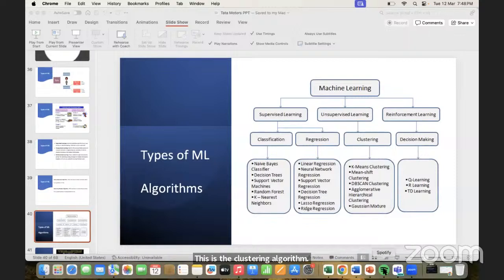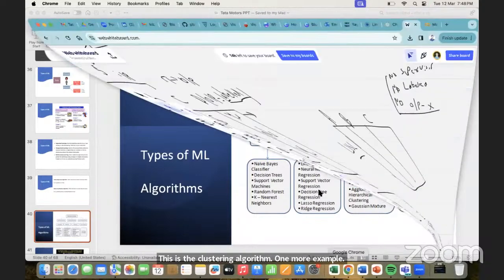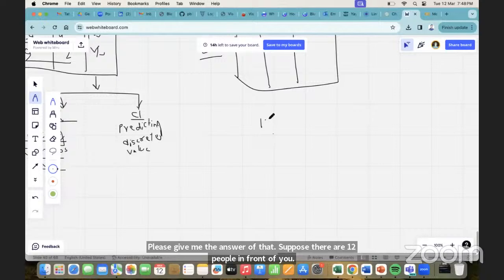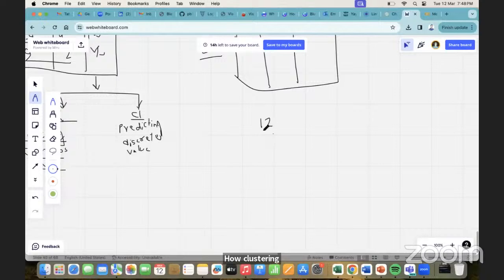One more example. Please give me the answer to that. Suppose there are 12 people in front of you. How does clustering work? What is the meaning of clustering? Concentrate. There are 12 persons in front of you. You don't know the name of any person or anything about them. And I have asked you to make groups of those persons. So is it possible to make the groups if I do not provide any information?